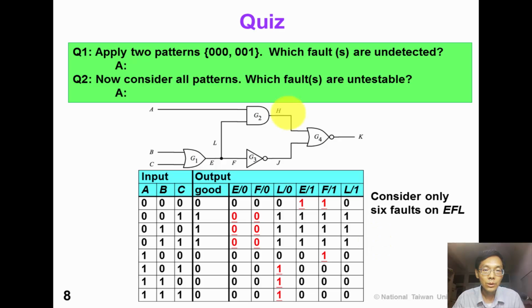So here is a quiz. Suppose we have this circuit and we apply the first two patterns 000 and 001. Consider only the 6 faults on fan out E and their branches L and F. Which faults are undetected?